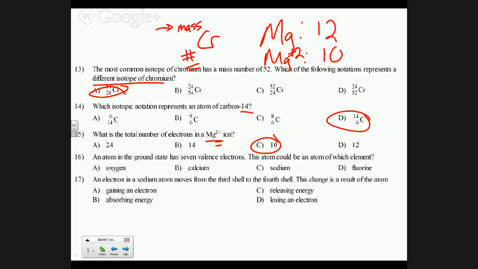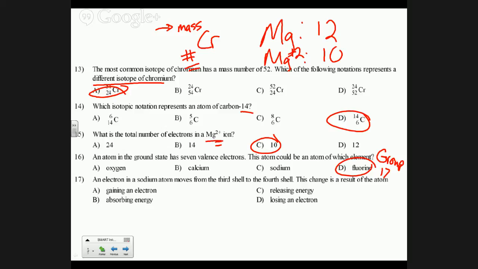An atom in the ground state has 7 valence electrons. An atom could be of which element? So you know it's got to be in group 17 because all those ones have 7 valence electrons. You could look at each individual one and check them out, and it'd be fluorine. Remember, valence electrons are the very outermost electrons.